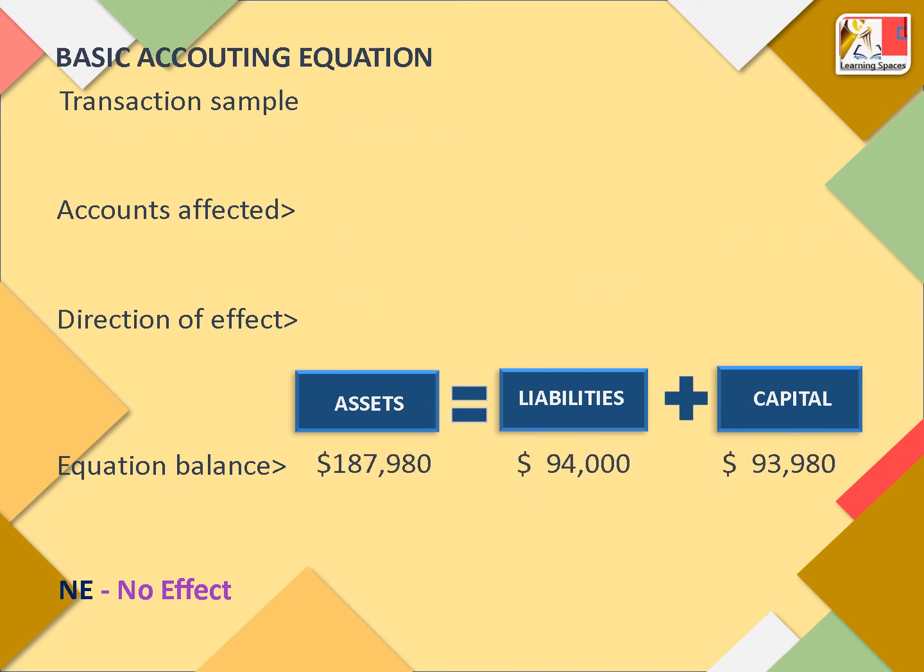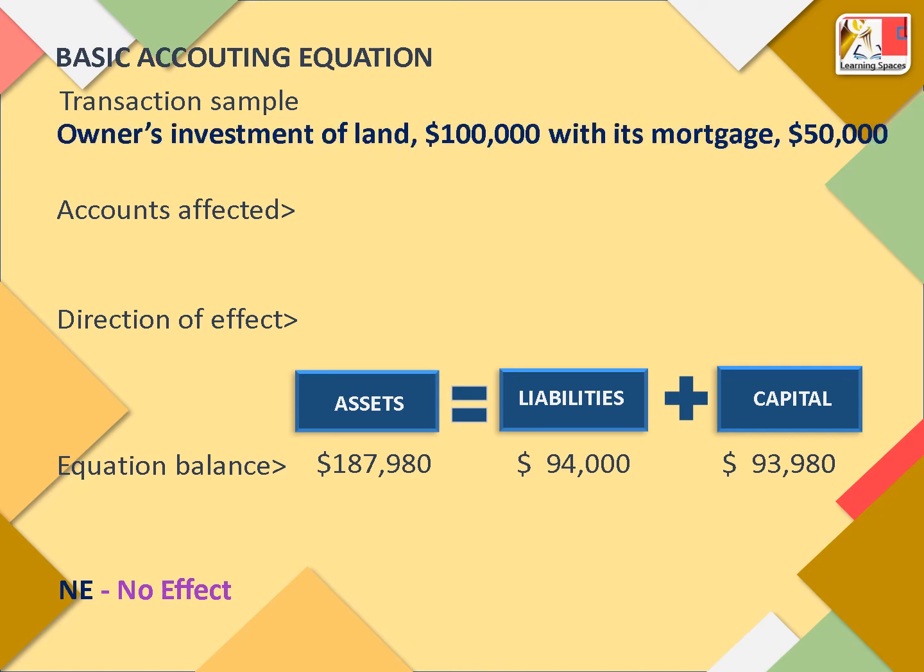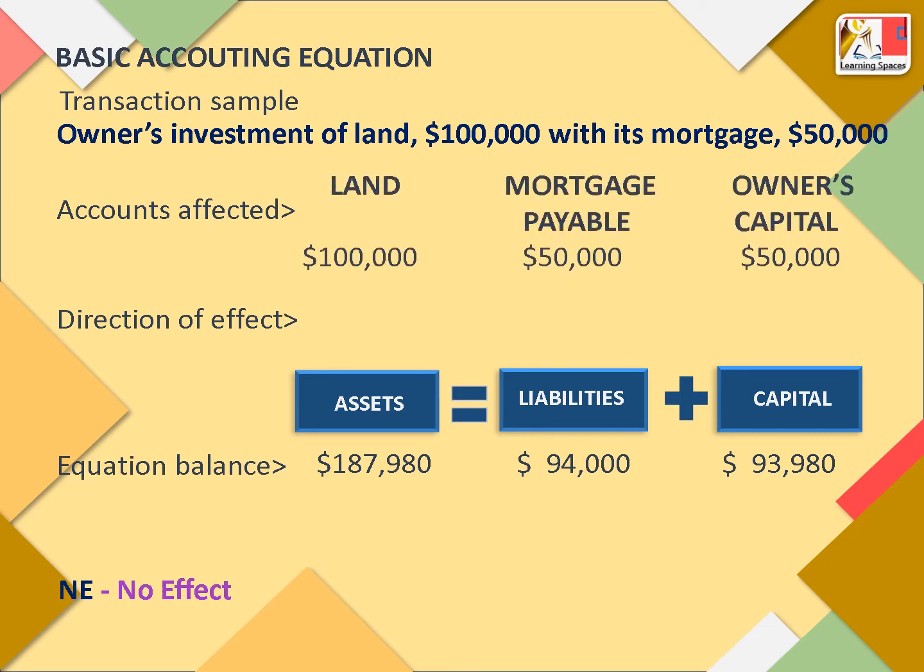Let's have one more that has an effect on all three elements. A mortgaged land including its liability, is transferred by the owner as an additional investment into the business. The land will be an addition to assets, the mortgage payable will be an addition to liabilities, and the difference between the two will be an addition to capital.